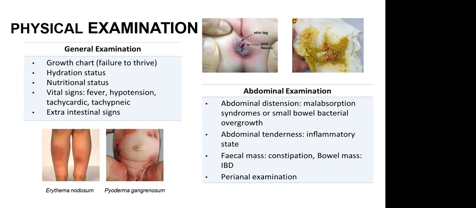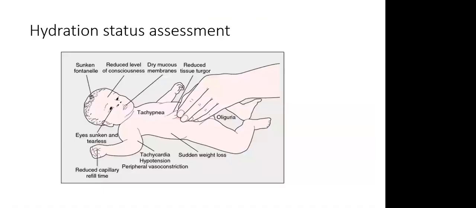Okay, next. This is how to assess hydration status. I think you are familiar with this. This is important, how to assess the hydration status. For example, sunken fontanelle, consciousness, mucous membrane, skin turgor, and some more. You can look later.